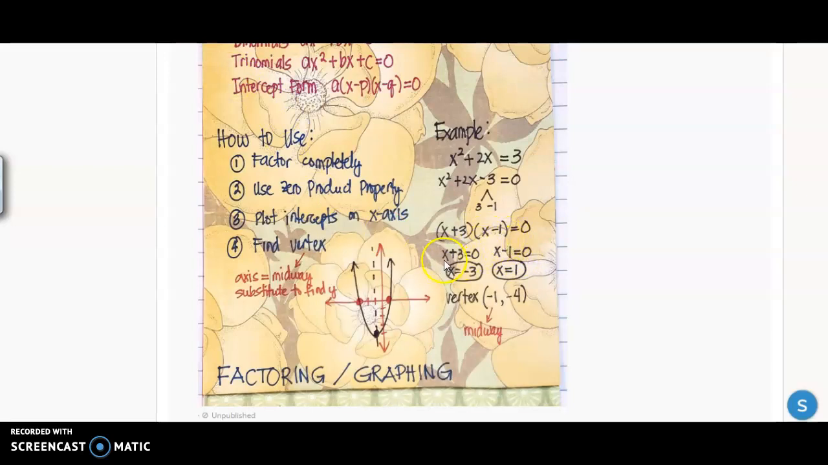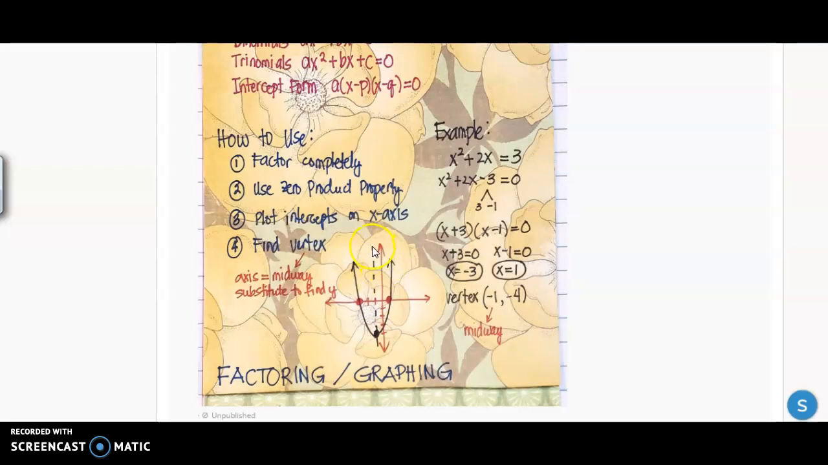So using the zero product property, if I copy each factor and set it equal to 0, the first solution is -3 while the other one is +1. So how do I use these two to graph the function? Let's plot the x coordinates of the solutions here. So -3 and 1.